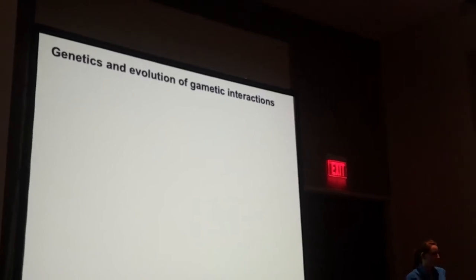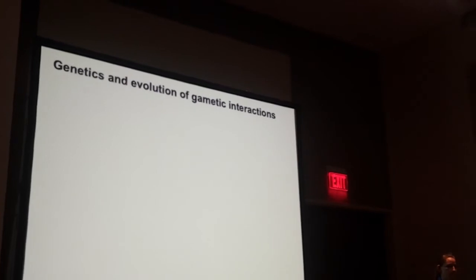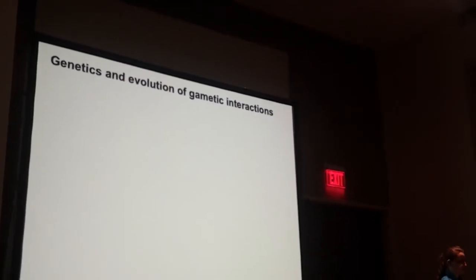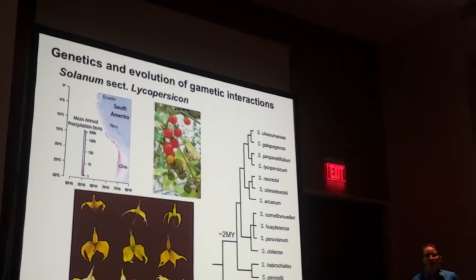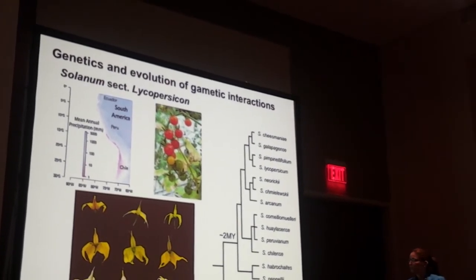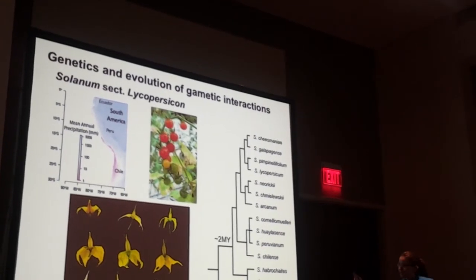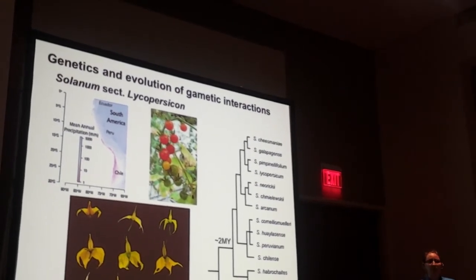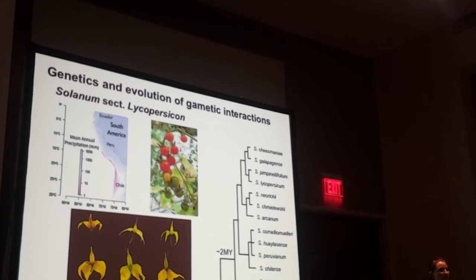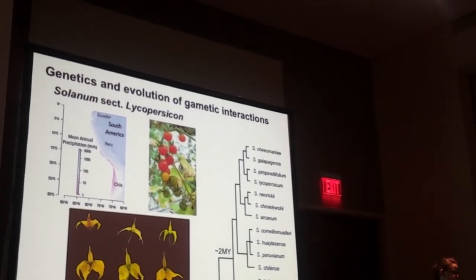So today, I'm going to focus on the genetics and evolution of gametic interactions. And I'm doing this in an internal fertilizer, the wild tomato clade. So in this clade, we have around 13 described species that are around 2 million years diverged. They have a variety of reproductive displays, and they also have lots of ecological diversity throughout their natural range in Latin America.